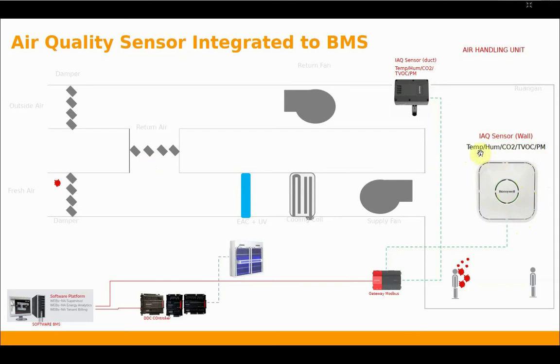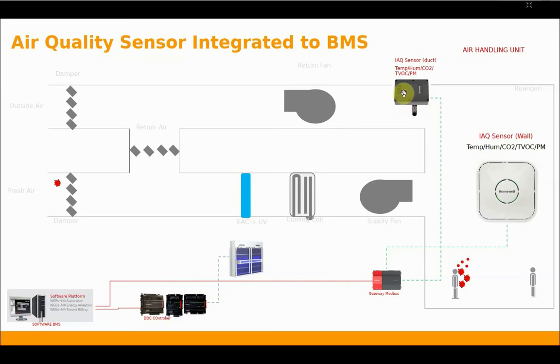The sensor monitors temperature, humidity, carbon dioxide, TVOC, and particulate matter. From the sensor, it can also connect to the Modbus gateway. The gateway sends the measurement to the DDC controller, and the DDC controller can be monitored in BMS software. And there is also an IAQ sensor on the ducting.